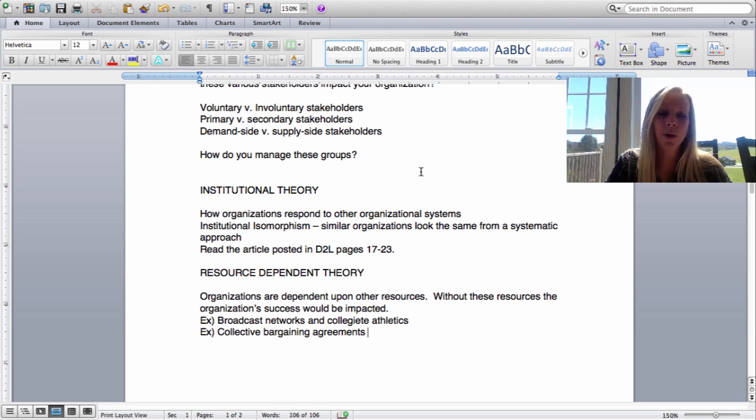And then in your book, you can read more about resource-dependent theory. Here's where your organization is dependent upon resources. Without these resources, the organization's success would be impacted. A couple examples you see here: broadcast networks and collegiate athletics. You look at the money involved there, and there's a direct impact whenever it comes to that resource. The collective bargaining agreements, particularly in the NBA, and the athlete is an important resource when it comes to the NBA being a successful organization. So I want you to read more on that and make sure you understand the ins and outs of these three theories.